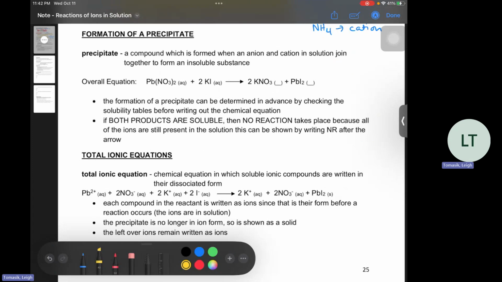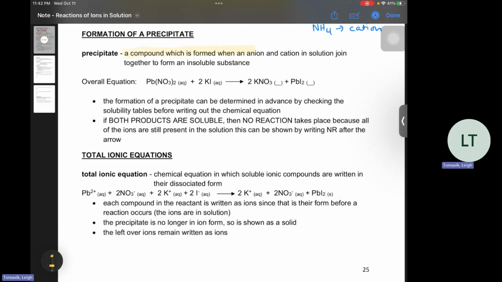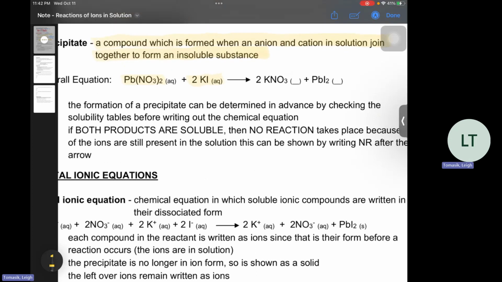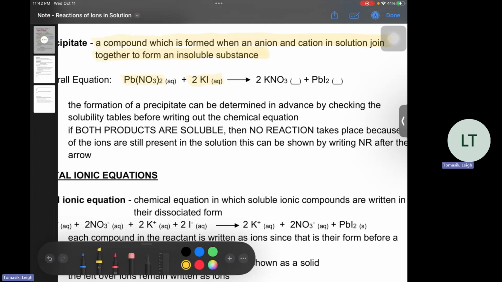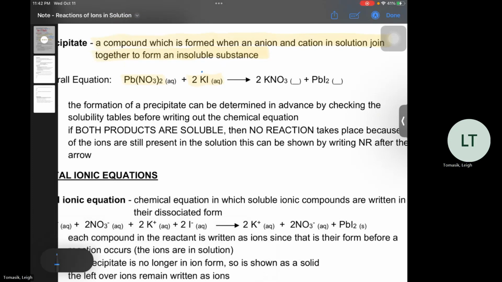Let's talk about precipitates. A precipitate is a compound which is formed when an anion and a cation in a solution join together to form an insoluble substance. So, we have our overall equation here. We have lead nitrate plus potassium iodide, and the cations switch places. Then we get potassium nitrate and lead iodide.